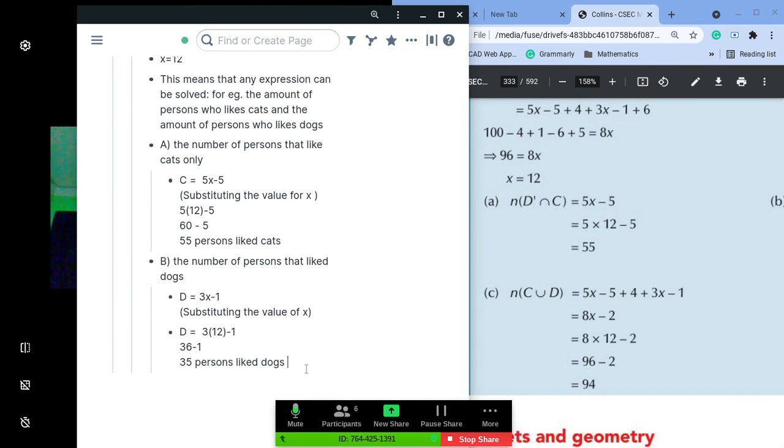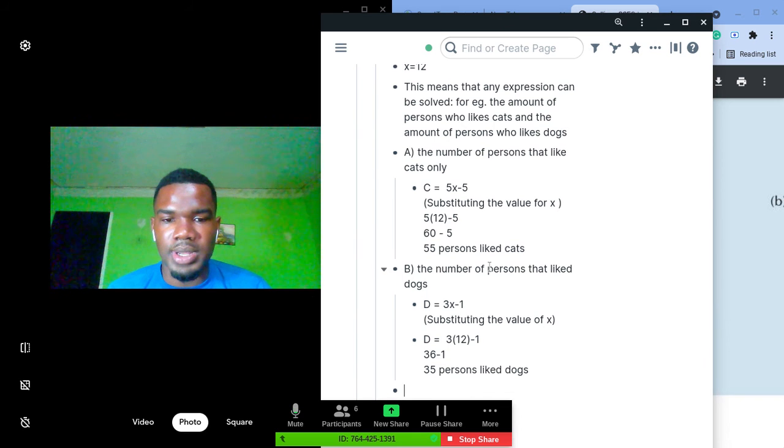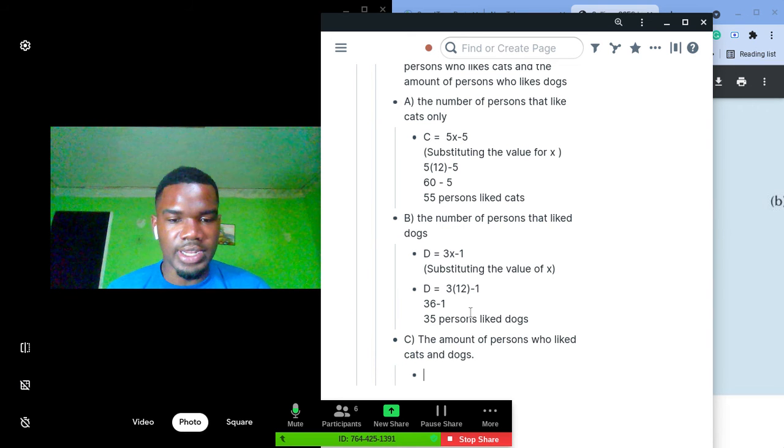Right. So let's work out. So we know that the answer is going to be 94 because we used our genius and figured it out. But let's calculate that it's actually going to be 96. So the question is the amount of persons who liked cats and dogs. Let's prove that it's going to be 96.